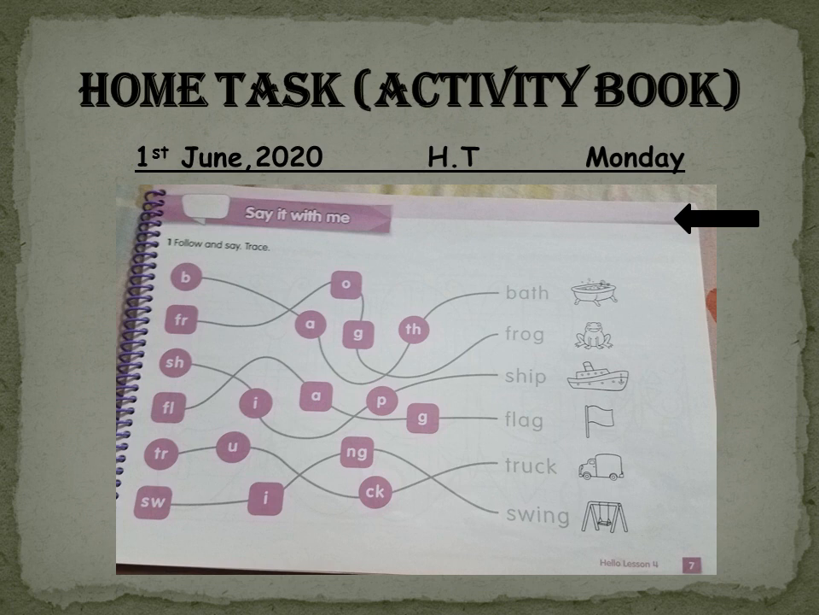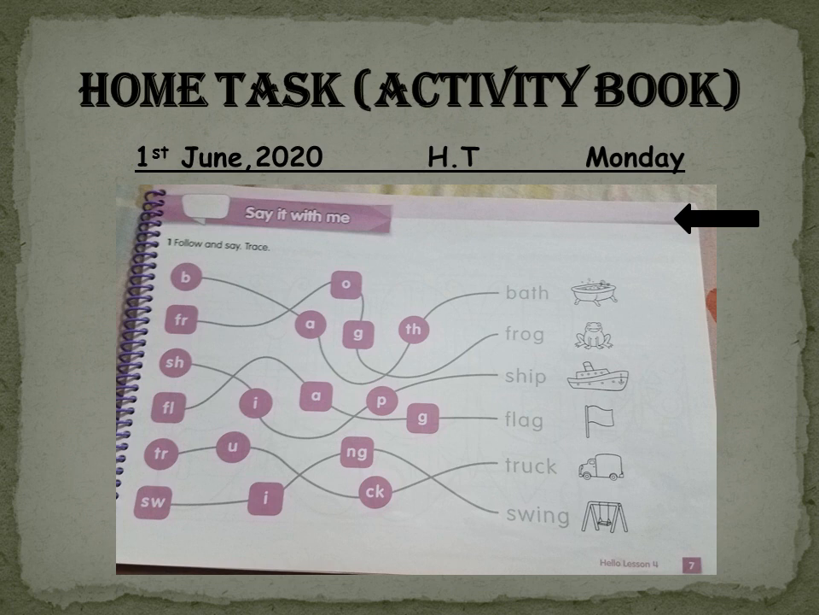There is a digraph. Th says th. B. A. Th. Bath. The word is bath. When you follow the lines, you need to say the sounds and blend them with digraphs, then you will make a word like bath. So you need to trace the word, and if you want to color the pictures, the choice is yours, you can color them.